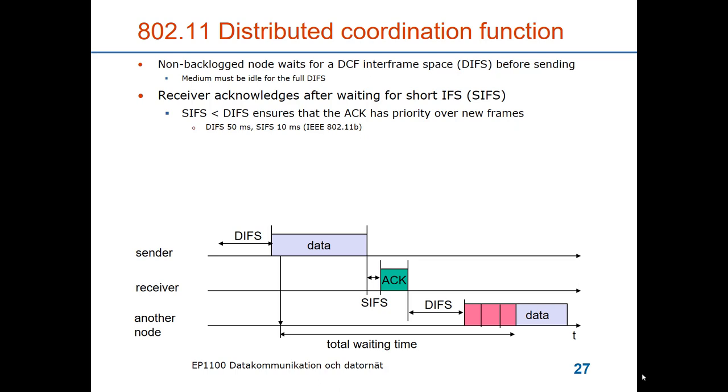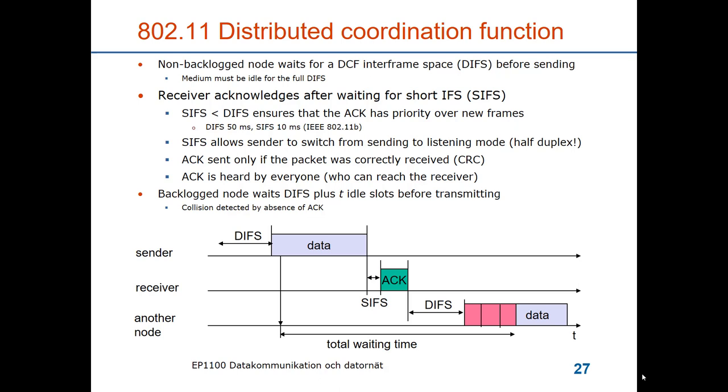If a node would start listening when the frame has been received and before the receiver sends the acknowledgement, it would have to listen for a DIFS, which is longer than SIFS, and therefore the acknowledgement would be sent before the other node could send its frame. So therefore, acknowledgements will always have precedence or priority over new frames that could be sent on the medium. The SIFS cannot be zero, because it has to allow both the sender and the receiver to switch transmission mode. The sender has to switch over to receiving mode, listening for the acknowledgement, and the receiver has, in the SIFS, first to verify the frame, generate the acknowledgement, and switch from receiving mode to transmission mode to send the acknowledgement.